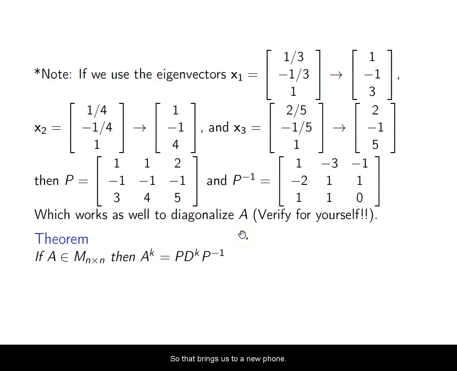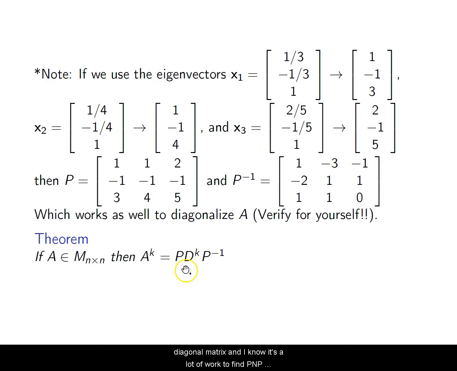So that brings us to a new theorem, which is if A is an n by n matrix, then A to the k is P D to the k P inverse, right? So if I want to find powers of my matrix, instead of going A times A times A times A times A times A, I can do that with the same eigenvector matrix and just raise D to a power. Now you might be saying, well, that sounds like more work because I still have to exponentiate some matrix, but it's actually easy to exponentiate a diagonal matrix, okay?